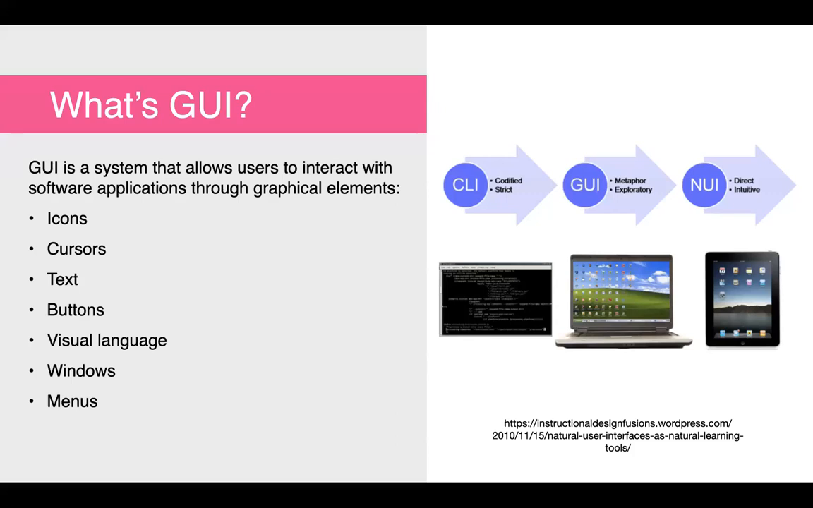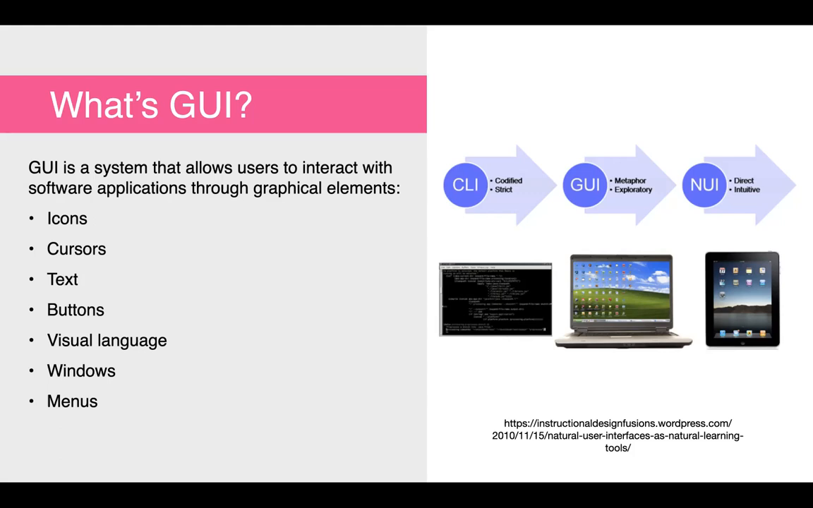It's metaphor and explanatory, which means that, for example, if you want to accomplish something, you need to work on a digital product, called an application. That application will have a lot of things like icons, cursors, text, buttons, visual language, windows, and menus. Those are the elements that compose an app, and there's a structure. You need to learn that structure so you can interact with it.